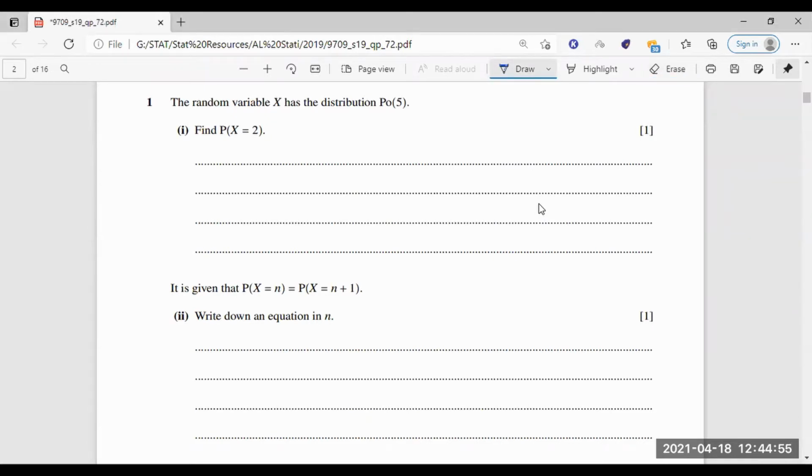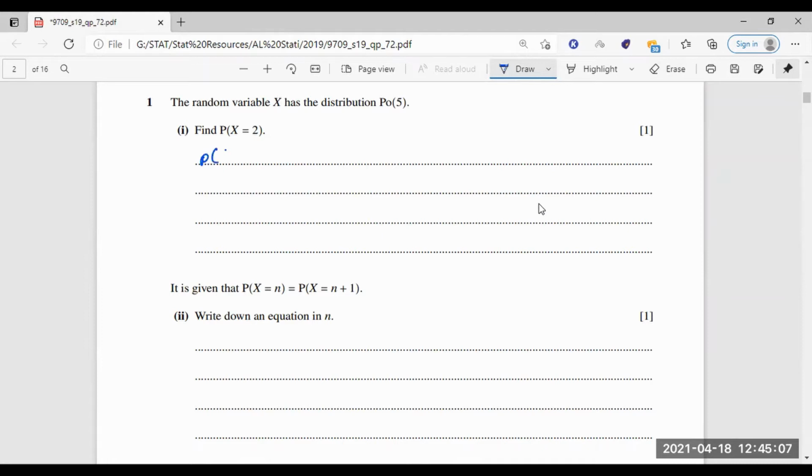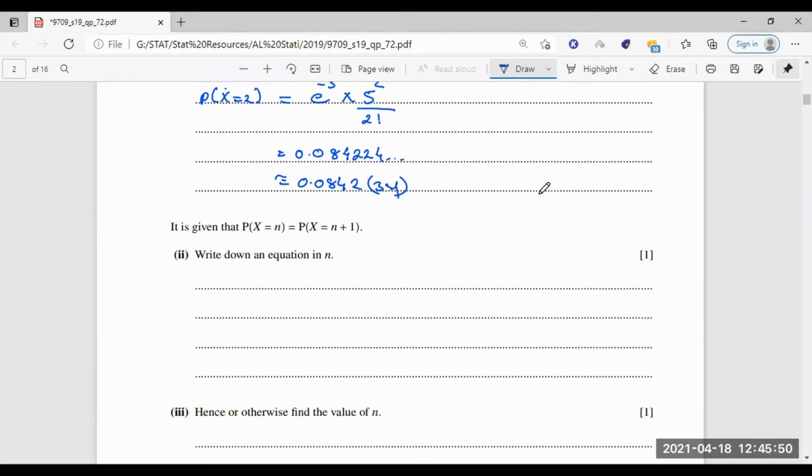The random variable x follows a Poisson distribution, and we need to find the probability of x equals 2. So probability of x equals 2 is equal to e to the power of minus 5 times 5 to the power of 2 by 2 factorial, which gives 0.0842 and goes on, approximately 0.0842, rounded to 3 significant figures. So that's the first part. Let's move on to the second part.